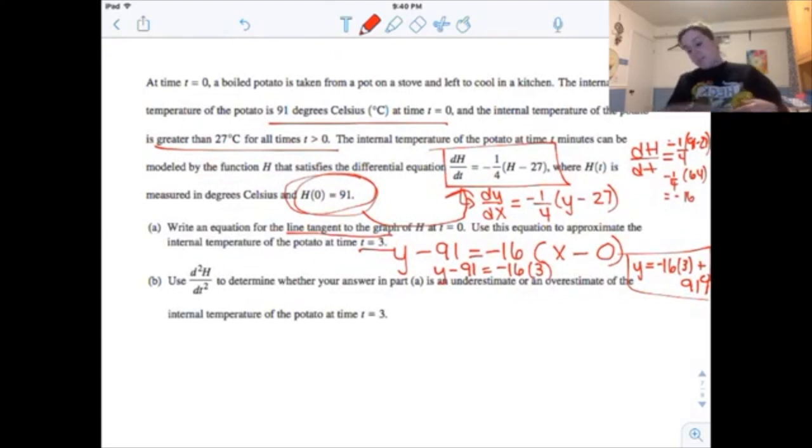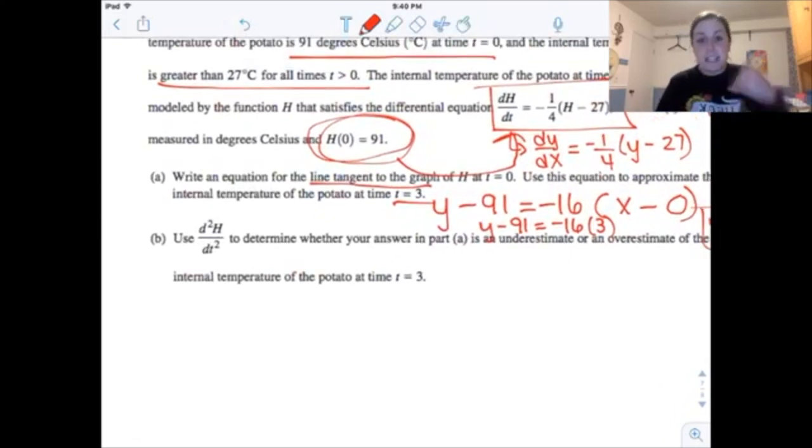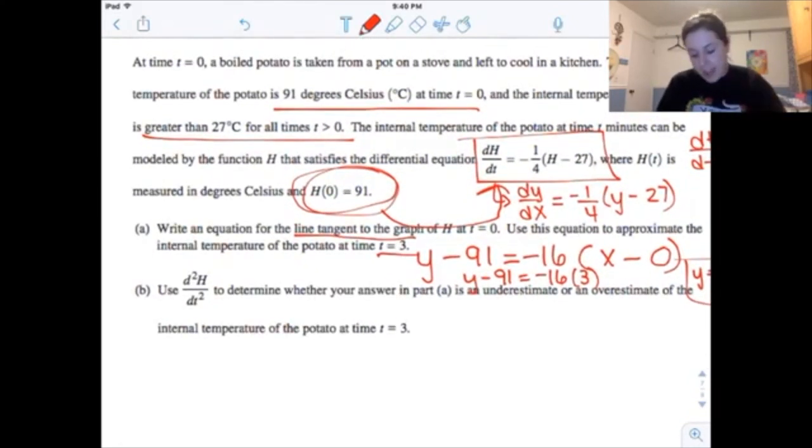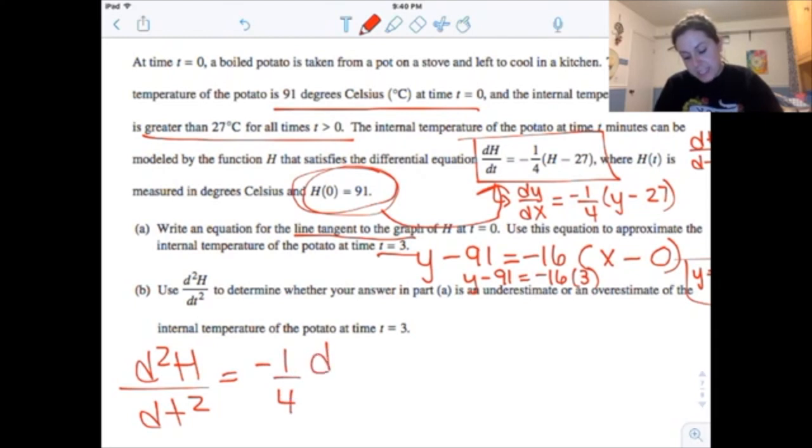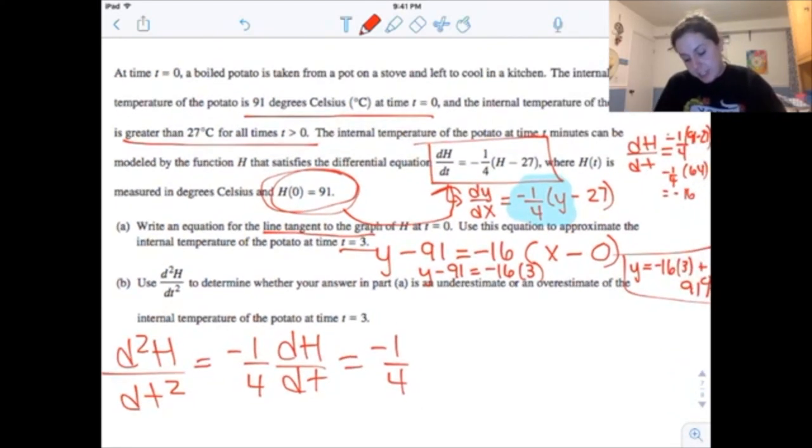And then it asks me to find the second derivative and determine whether it's an over or an underestimate. So the second derivative of this, think about dh dt, again, think almost like a dy dx. So d squared h over dt squared is going to be negative 1/4 dh dt, because it's like a y, right? And then the derivative of 27 is 0. It doesn't say in terms of anything. So this would be negative 1/4 times dh dt, which is negative 1/4 times h minus 27.